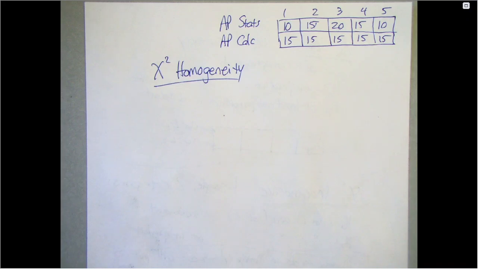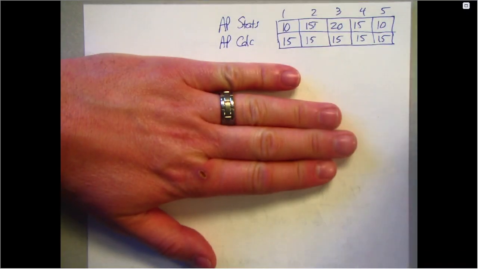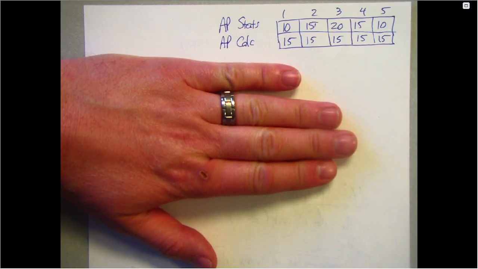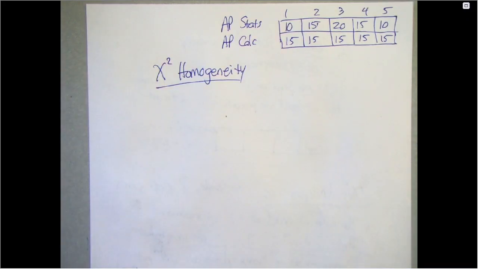Yeah. I could give you that same table and I would say, are AP stats and AP calc independent? And then you would do chi-squared for independence. Or I would say, are AP stats and AP calc homogeneous? And then you would do homogeneity. It just depends on the wording. You're doing the exact same process. And you'll see when we do multiple choice examples, you'll see how you can tell.